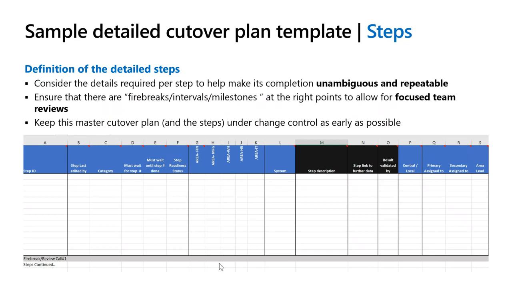I went through all the columns. Essentially this is the subset of the columns that we say you should be thinking about having for every single step, for the definition of the step itself, right? What is the step? What is it dependent on? What area is it in? Who's assigned this step? What is the status of the step? Who is the backup that could execute this step?